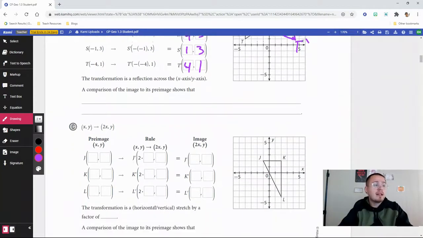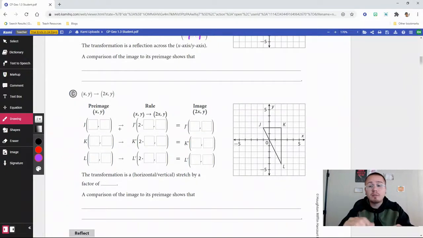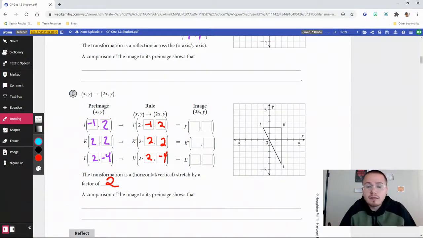For this next one, you can see that this rule is different. There's a 2 in there as a coefficient, which means you're going to multiply. Generally, when you multiply things, they grow or they shrink. So I'm going to let you guys try this. Take your time, plug in all the points, do the math carefully. So I'm going to bring you guys on to finish this off.